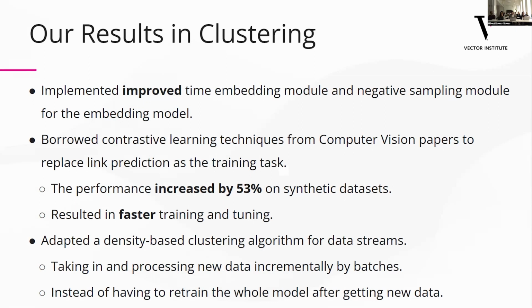In the second iteration, we made some more drastic changes to the model. For the embedding part, we got rid of the default link prediction task as the self-supervised training task. Instead, we use contrastive learning techniques from computer vision. This resulted in a 53% improvement in performance and also faster training and tuning.